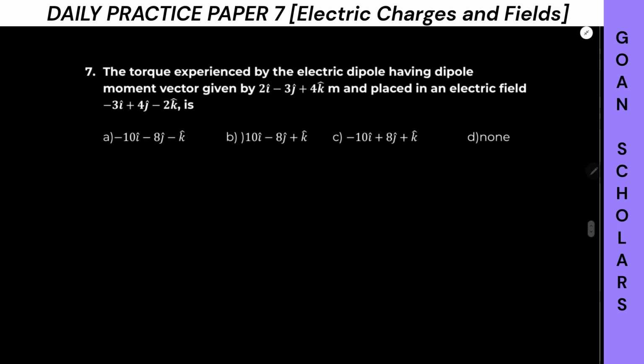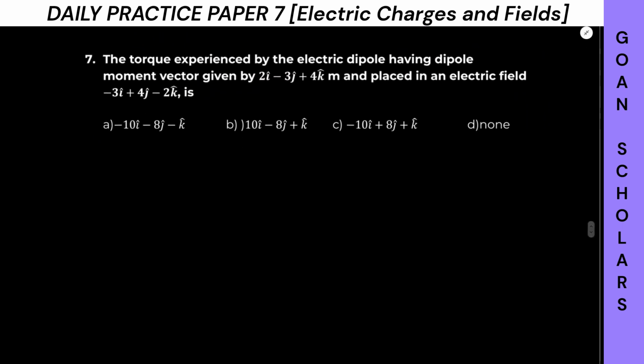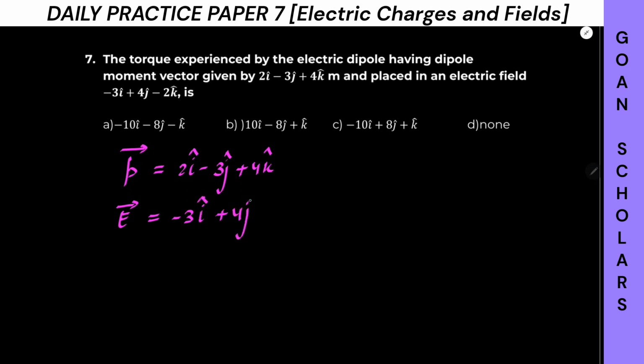The torque experienced by an electric dipole having dipole moment vector. Now the electric dipole moment vector is P vector, which is equal to 2i minus 3j plus 4k, and placed in an electric field E, which is equal to minus 3i plus 4j minus 2k.